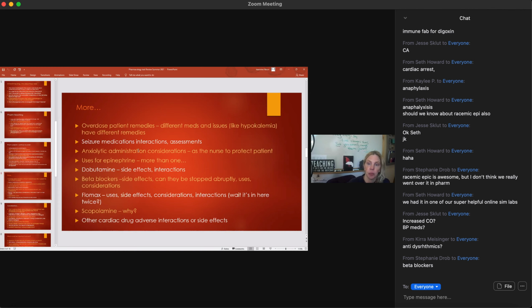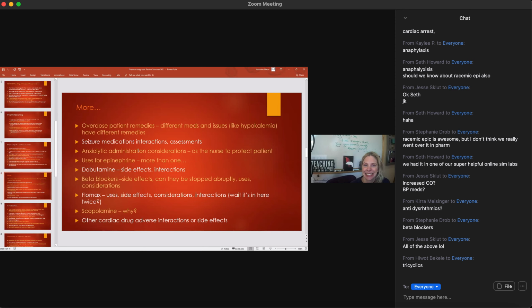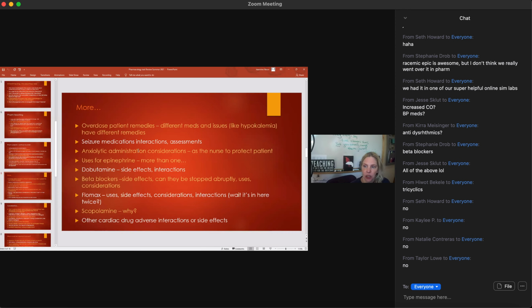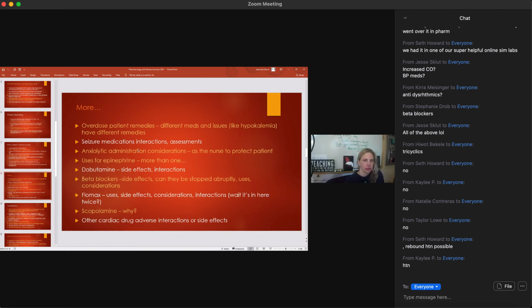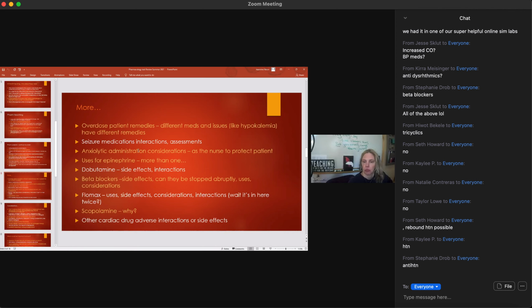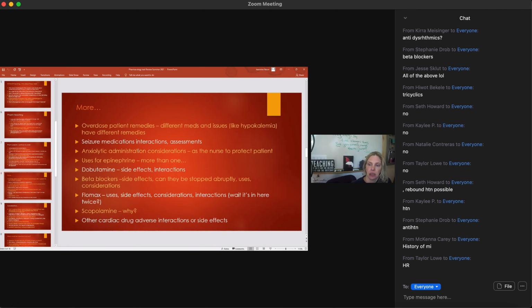Okay, so beta blockers, side effects. Can they be stopped abruptly? No. Why are they used? History of MI, anti-hypertension. Heart rate. Considerations. Good, you guys are on the right track with those.